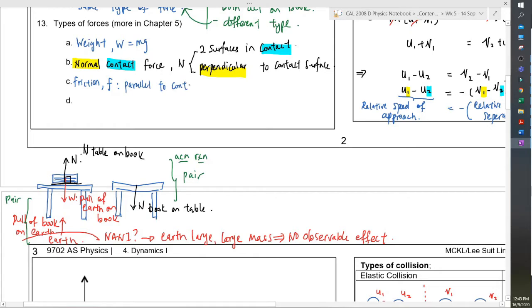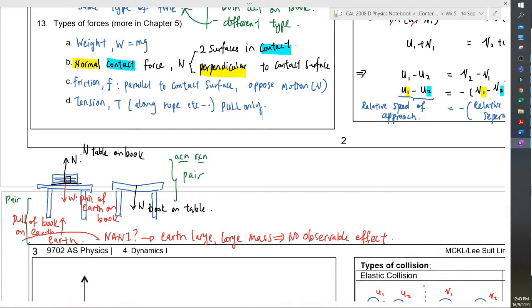Alright, anyway, the two other forces that are not discussed in this example, we'll talk more about in chapter 5, are friction, which will always be parallel to the contact surface and opposite to the direction of motion, and tension. Tension here would be along a rope or a spring, and it must be used for pulling. Alright, so now we're going to look at an example.